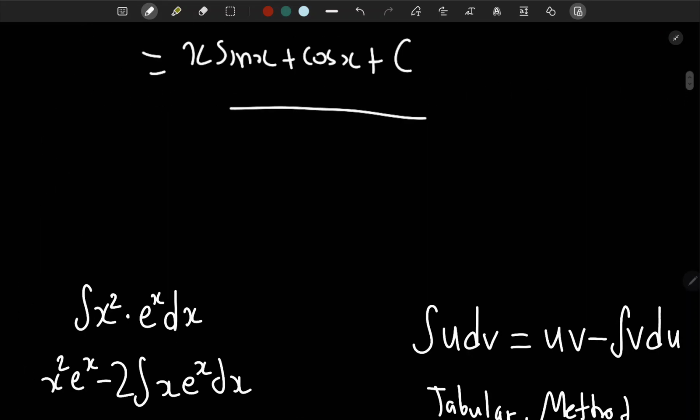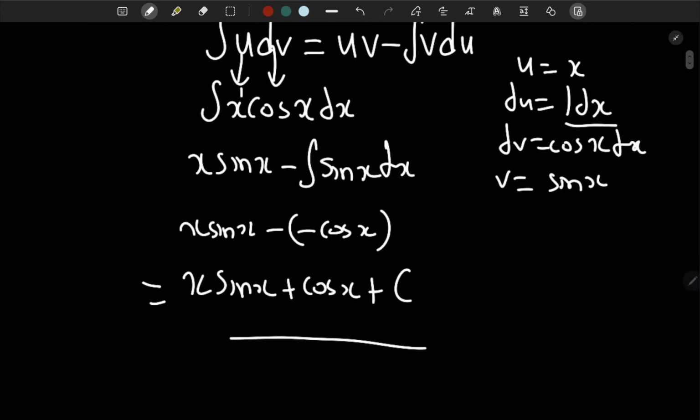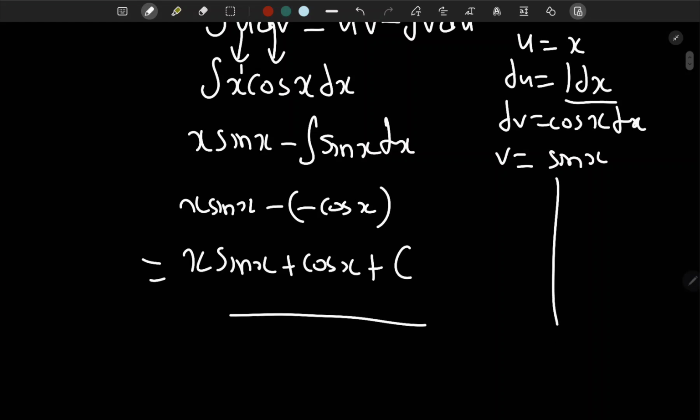We can use this method for the last question also. So let's quickly do that. So here we have u and dv. u was x here and dv was cosine x. So the derivative of x here is just 1 and then 0. And here we have sine x, and then here we will have the integration of sine x, which is negative cosine.